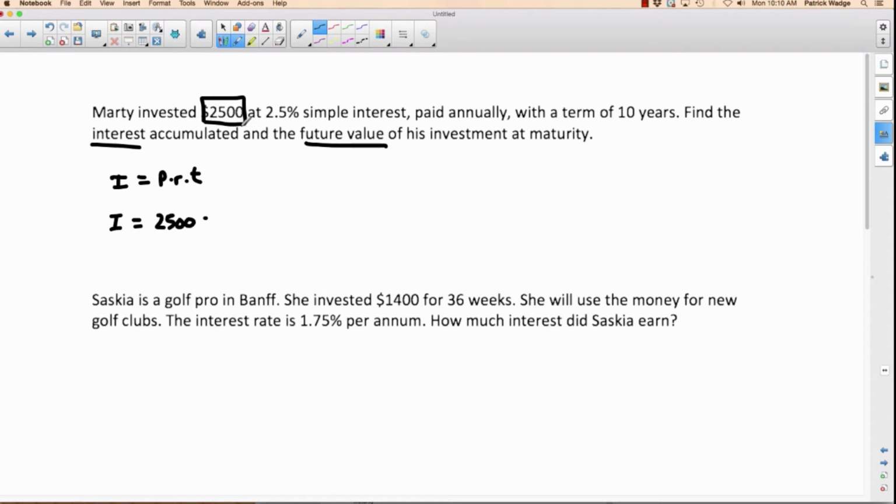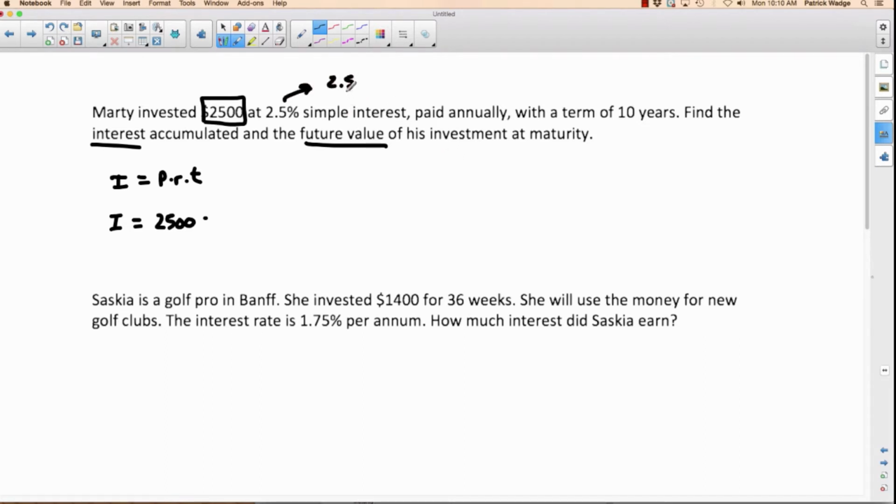Times, do we know the rate? Yeah, it's 2.5. Should I put 2.5 here? No, if you do that, you just got it wrong. How come? Because remember, our 2.5% must be switched into a decimal. So I'm going to go 2.5.